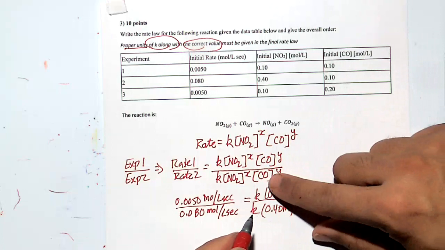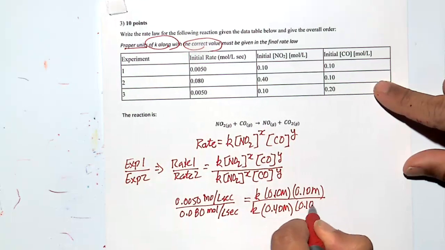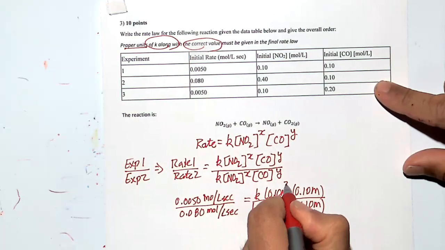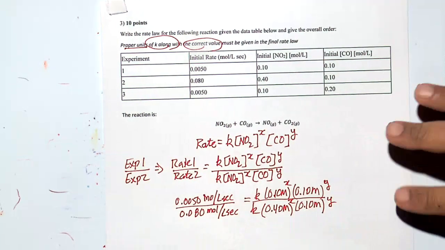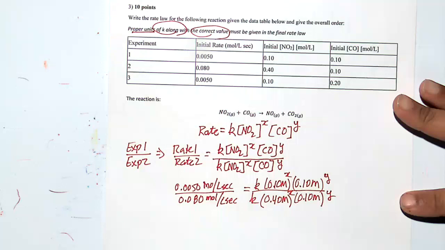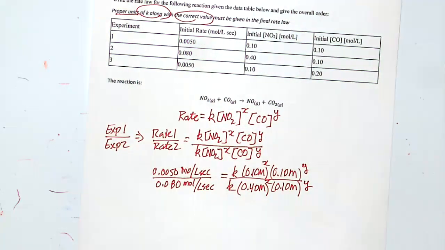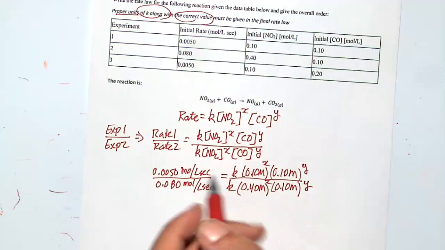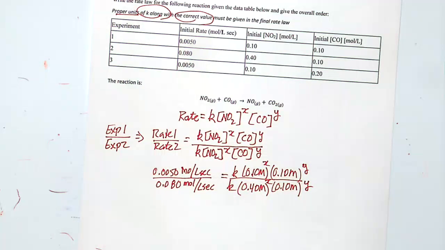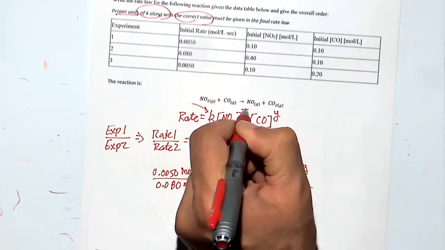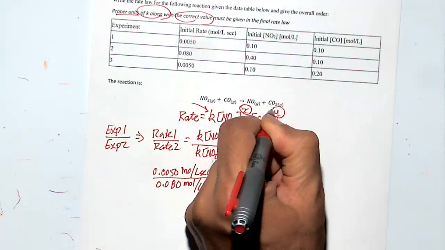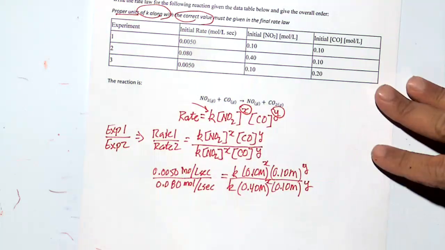Kind of like what we did in class. This is all raised to the x, that's raised to the y. From there you should be able to solve for x. You can compare another set of experiments to solve for y, and that's how you will proceed with this problem. Make sure you write the final rate law with the right units and the right numbers for x and for y.